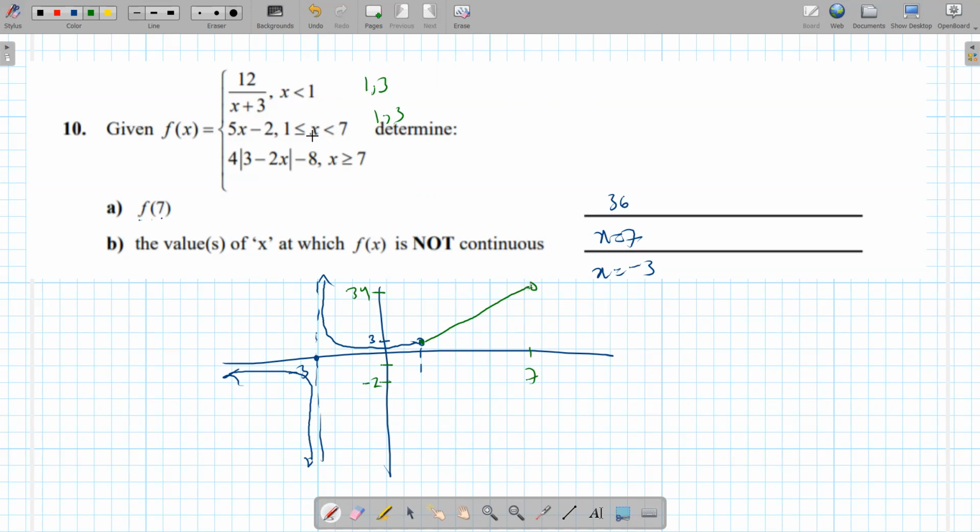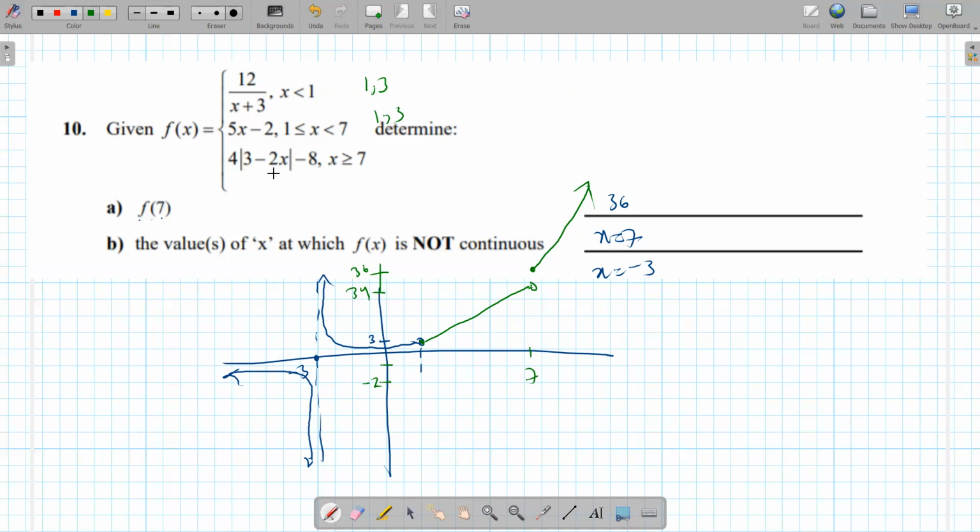Now there's an open circle because this function is not valid at 7, but this one is. And we know for that function, the y value is 36. So that's a closed circle. It's clearly going upwards, even though that function looks like that, but it's only valid from 7 and up. And there you go. This is the graph of this piecewise function.